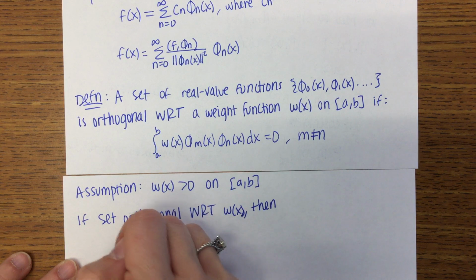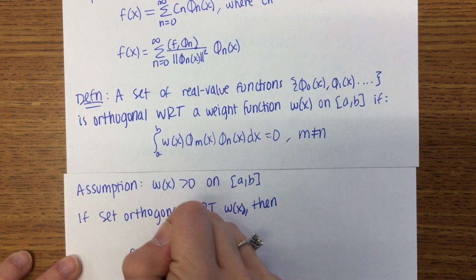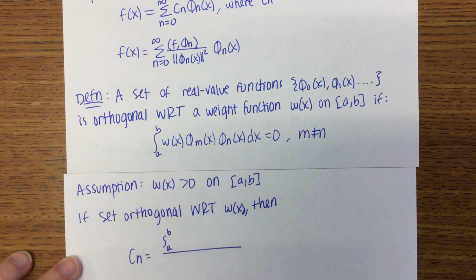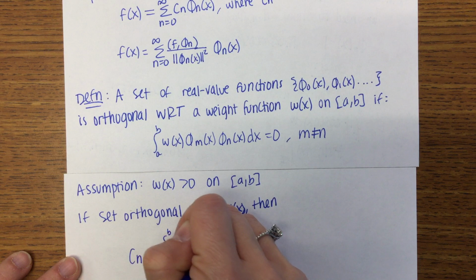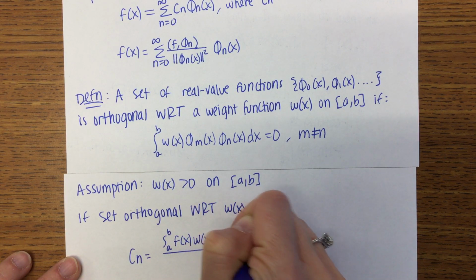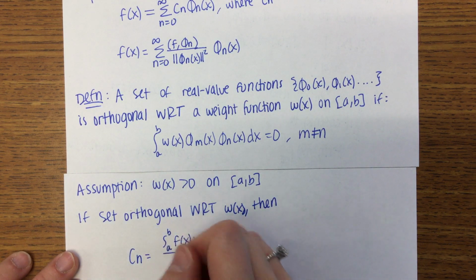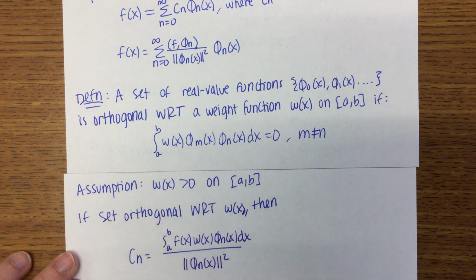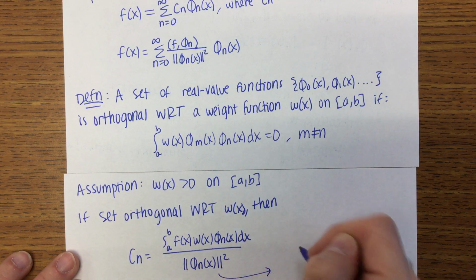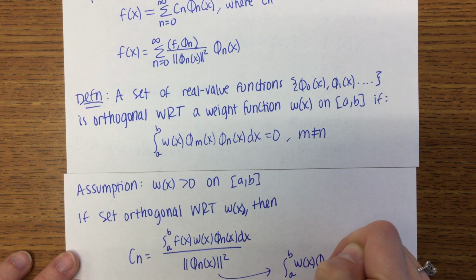then c of n becomes that same integral or a similar integral. Numerator will be f of x, w of x times each one of those orthogonal functions. Denominator will still be the norm like it was before. Norm this time is multiplied by w of x, though, in the integral.